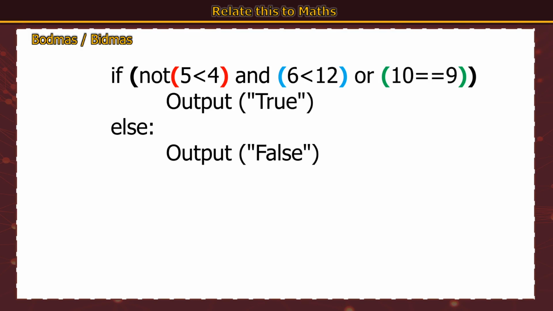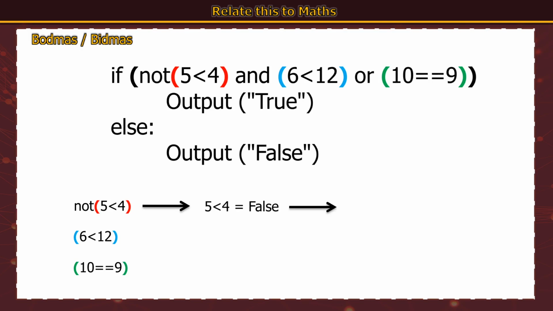So I've highlighted in red, blue and green the key main parts, basically the brackets. So we'll bring those down. Okay? Let's take a look at the first one. NOT 5 is less than 4. So let's forget about the NOT for a second. Okay? Let's just look at 5 is less than 4. Now we know that 5 is not less than 4, so that gives us false. Now earlier on you heard me say that NOT just literally reverses the result. So if we reverse false, we get true. And that's the easiest way to do it.